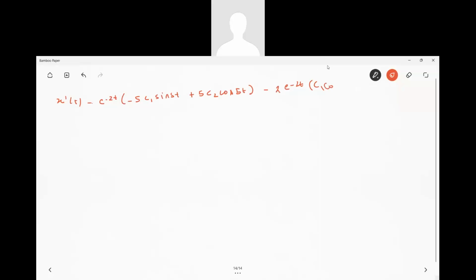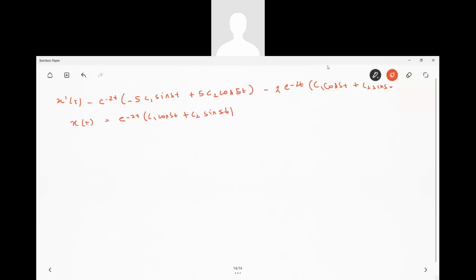c1 cos 5t plus c2 sine 5t. Okay, this is the case. Now this you got as x dash of t, right? And x of t is this value, e to the power minus 2t times c1 cos 5t plus c2 sine 5t, correct?